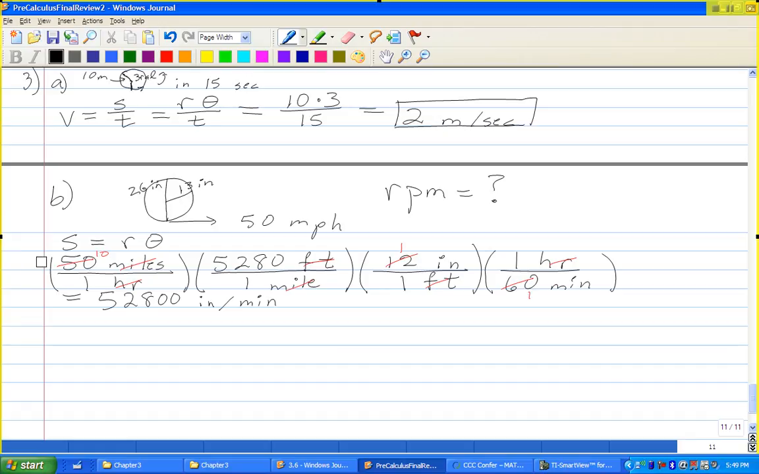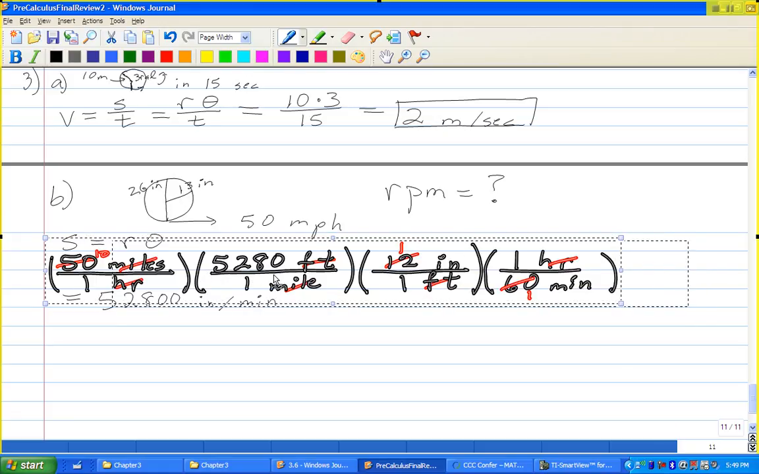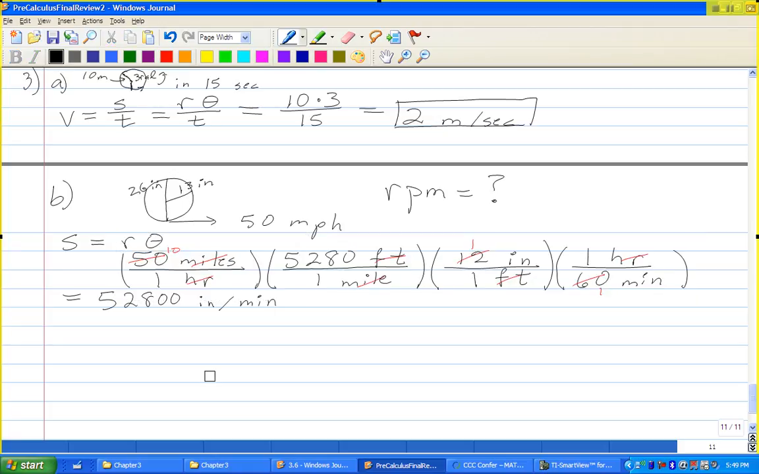I didn't say what this was. So this is the velocity that you're going, the 50 miles per hour, written in inches per minute. Okay, so that's what your velocity is.